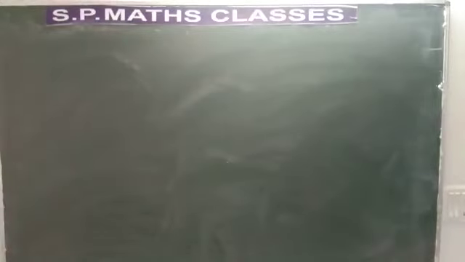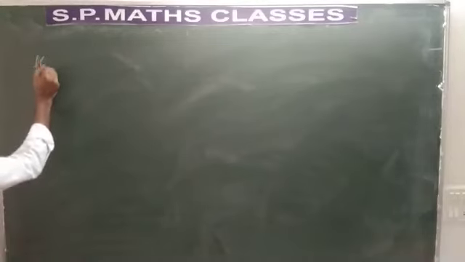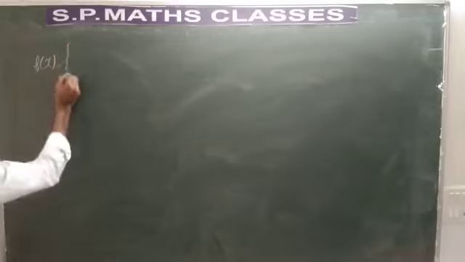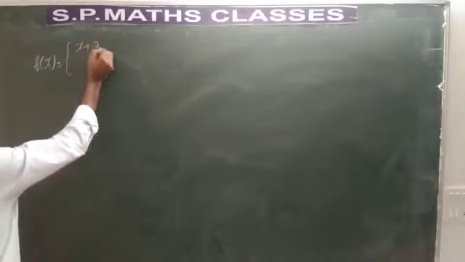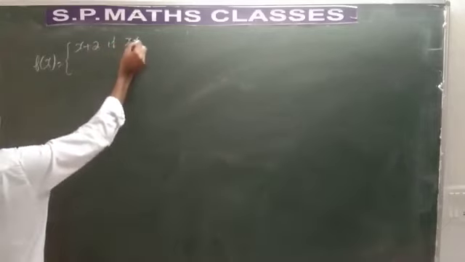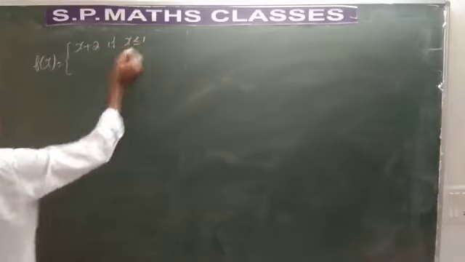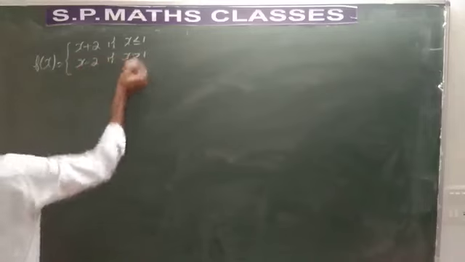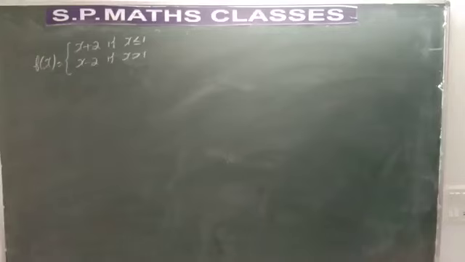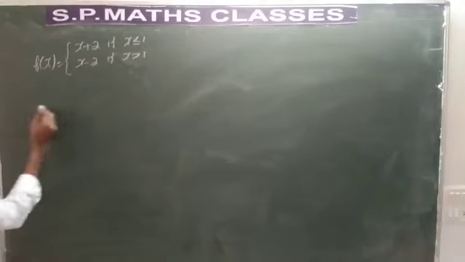Now, we move on to another question. Discuss the continuity of the function. You need to solve this along with me. f of x is equal to x plus 2 if x is less than or equal to 1, x minus 2 if x is greater than 1. This is the function given. You have to discuss the continuity.